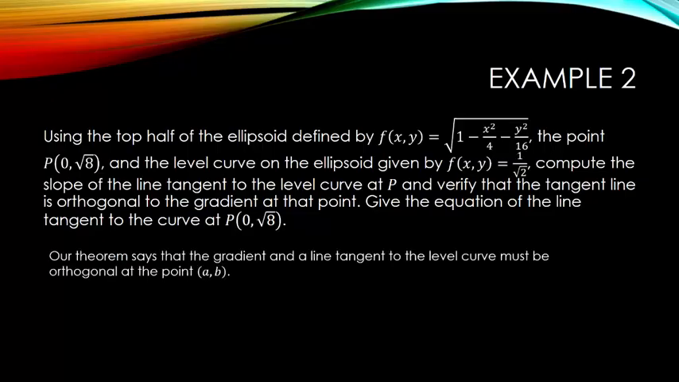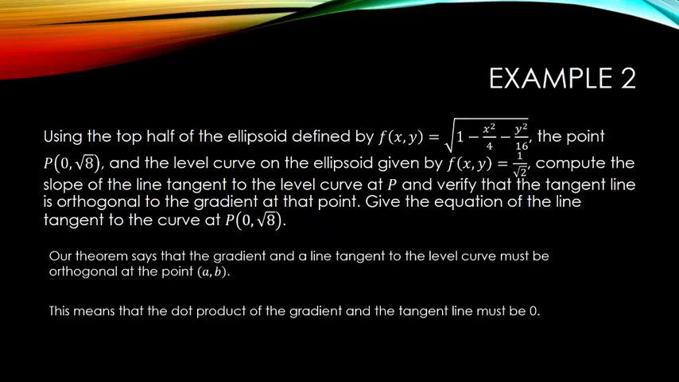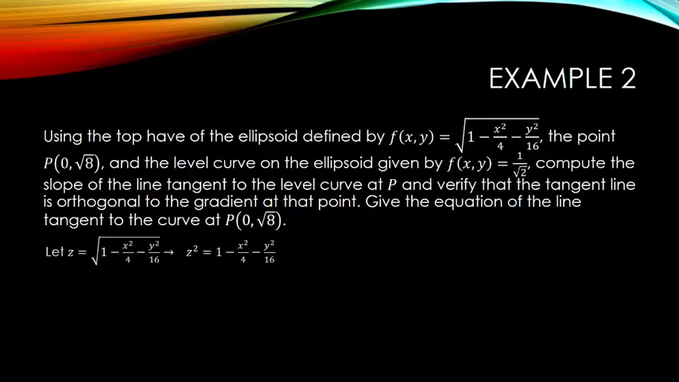My theorem tells me that the gradient and a line tangent to the level curve must be orthogonal at the point AB, which means that the dot product of the gradient and the tangent line have to be 0 at that point. So let's let z equal the square root of the quantity 1 minus x squared over 4 minus y squared over 16 and square both sides. I get z squared is equal to 1 minus x squared over 4 minus y squared over 16.